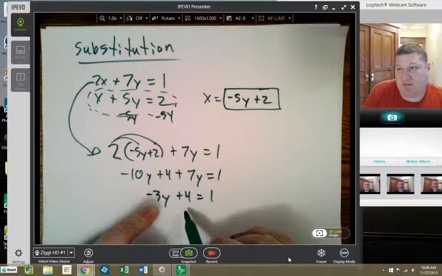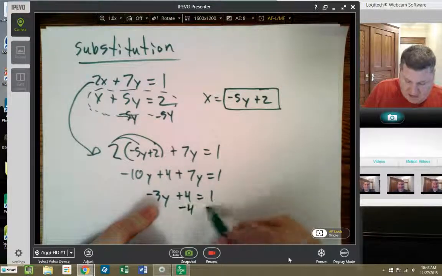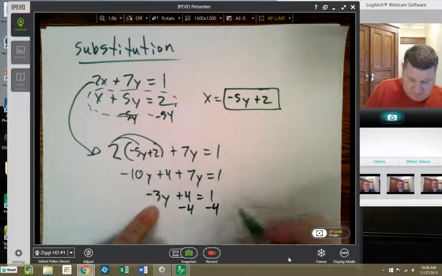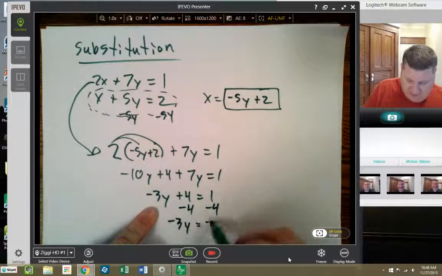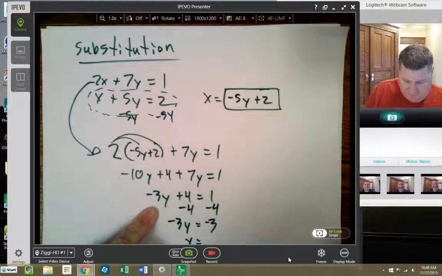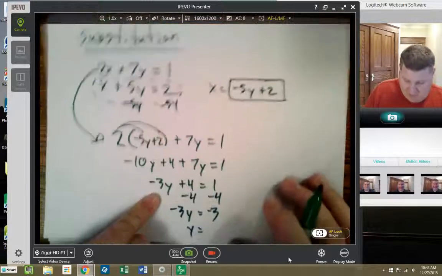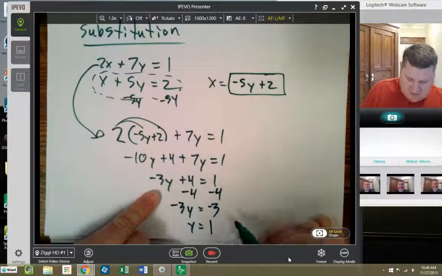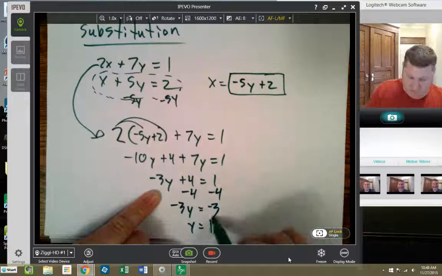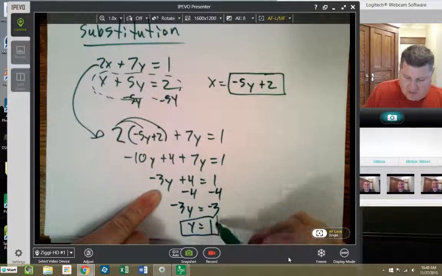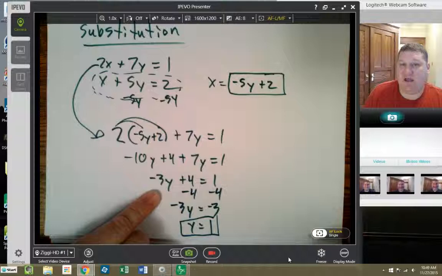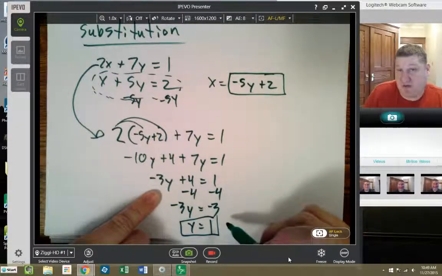Now, because I want to move the 4, what do I need to do to it? Now I'm subtracting because I moved it across the equal sign. Negative 3y equals negative 3, y equals, and y equals 1. Very good, by dividing both sides by negative 3. Once I know what y is, what do I need to do to find x? I'm going to substitute it, but which one am I going to substitute it into?